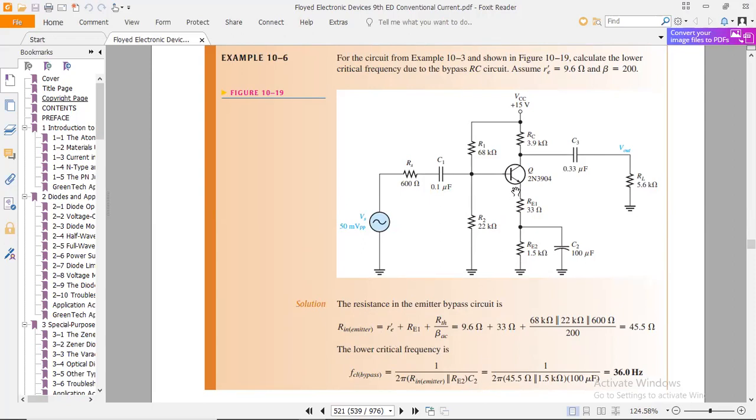That is the junction resistance. What is the junction resistance? That is RE dash, the internal junction resistance. We already discussed these things in previous sessions and the theoretical aspects.